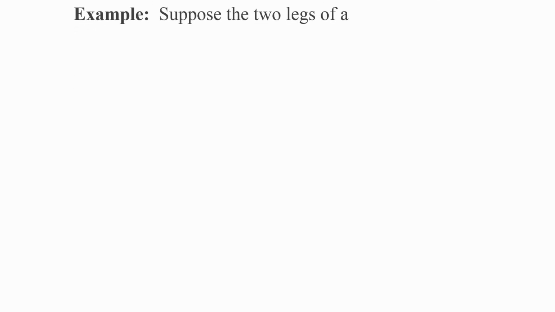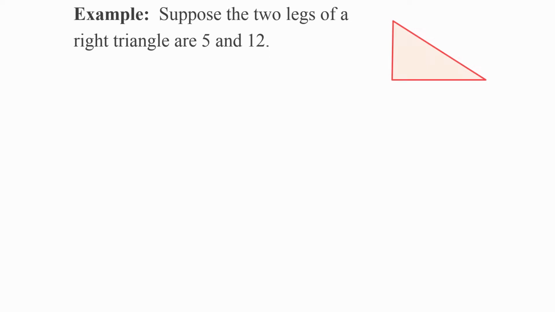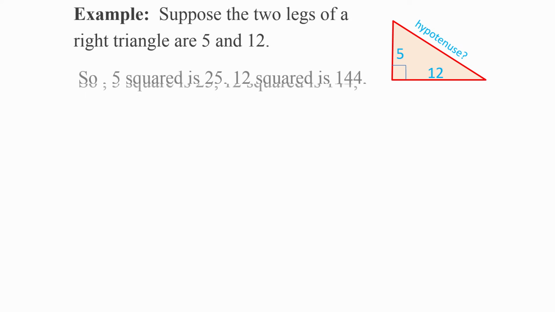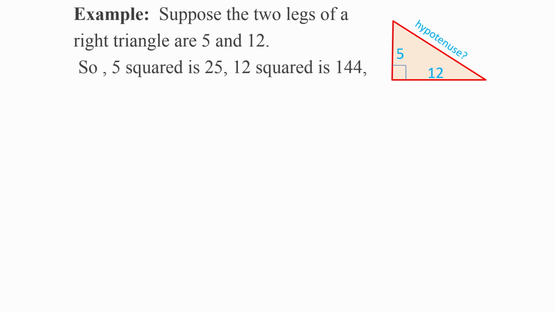Suppose two legs of a right triangle are 5 and 12. What is the hypotenuse? Well, 5 squared is 25. 12 squared is 144. 144 plus 25 is 169. Now, we have 169 equals c squared. How do we solve this?